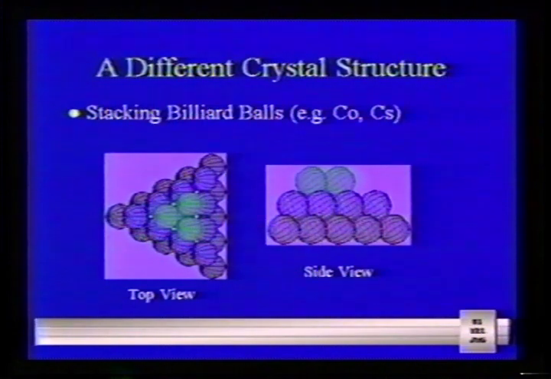There's a related structure called the hexagonal close pack structure. I won't say much about this, but this has a 2-layer repeat. You basically start with this one, you go to the one position, and you go back to the original position. And this is called the hexagonal close pack structure and doesn't have cubic symmetry. And it's not very commonly found, but it exists in metals like cobalt and cesium.